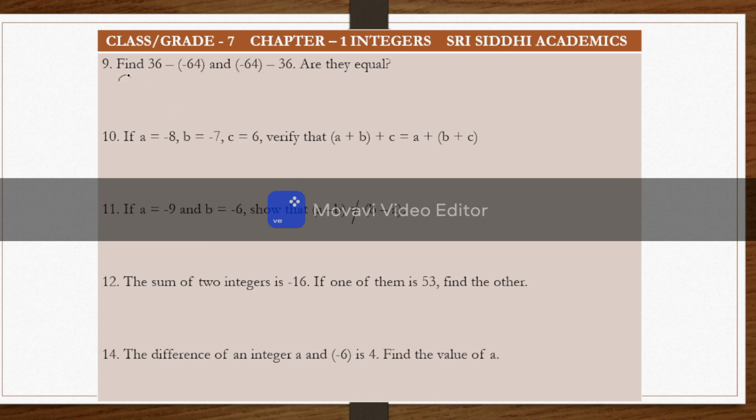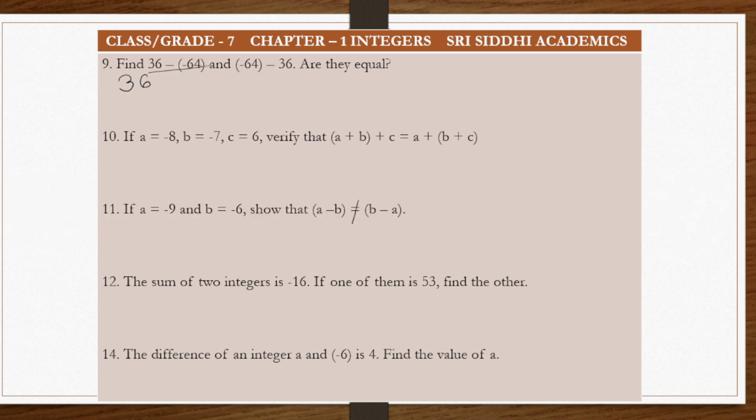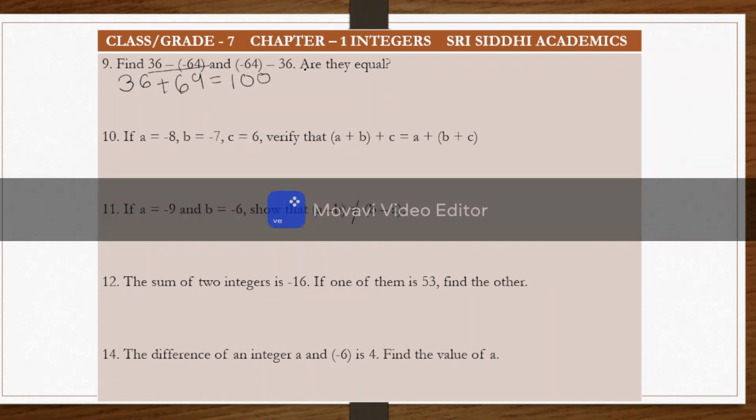Let's find it. 36 minus of minus 64. First I'm solving this one. So minus of minus, when we remove the bracket, it will be plus 64. So this 36 plus 64 is 100. Now we'll do the next one. I'll write the question first.